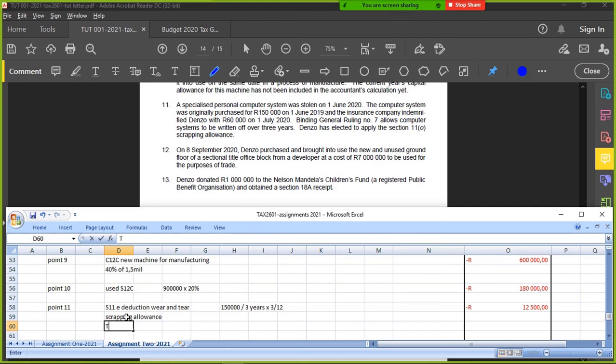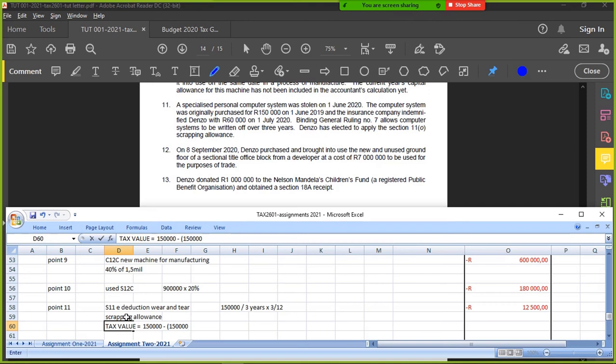So we need the tax value. The tax value would be the cost of the asset minus the accumulated depreciation. When was this bought? This was bought on the 1st of June 2019. It was stolen on the 1st of June 2020. So that means I've used this for a whole year. Does that make sense?